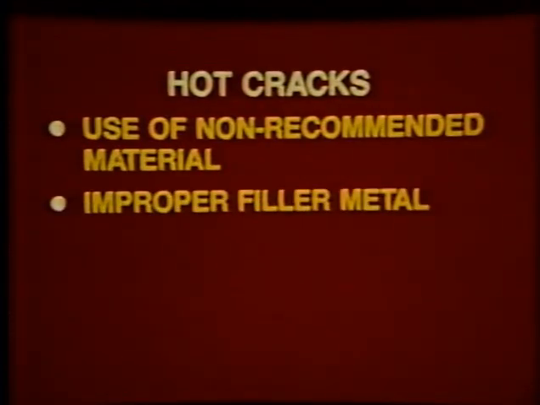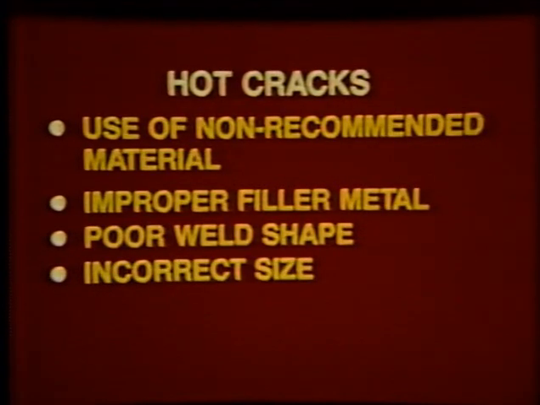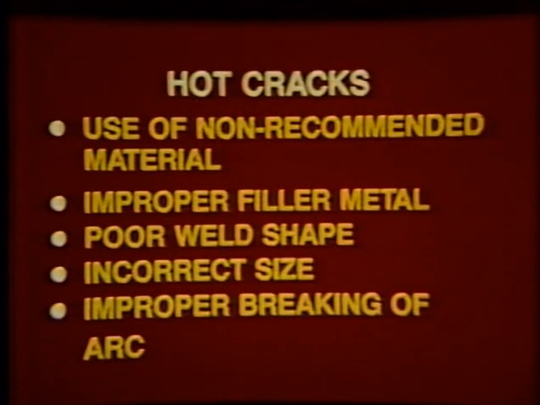The two main types of cracks are hot and cold cracks, and can occur with most welding processes if procedures are not correctly followed. Hot cracks normally occur at elevated temperatures, above 400 degrees Fahrenheit, and typically occur in the throat, root, or crater of a weld. They are most often caused by specifying materials not recommended for welding, an improper selection of filler metal, poor weld shape, incorrect weld size, and incorrect methods of breaking the arc.